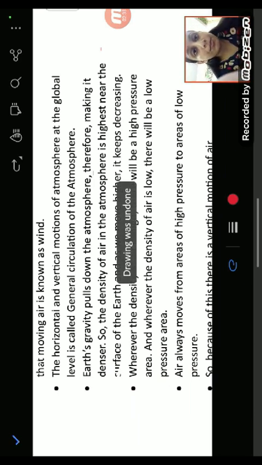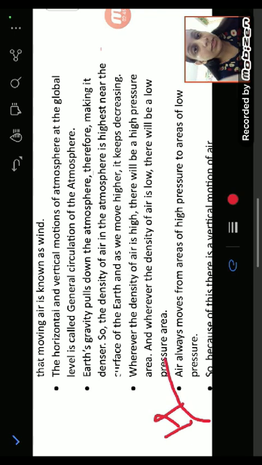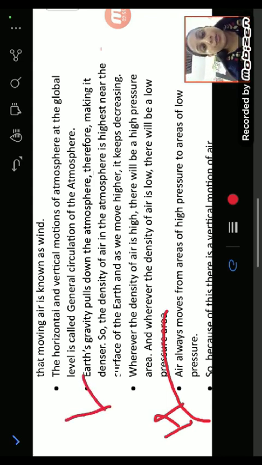So whenever the density of air or molecules of gases is high, the air pressure, means the pressure that is exerted by the atmosphere, is also high. That means near the surface of the earth where density of atmosphere is high, the atmospheric pressure will also be high, and away from the surface of the earth where the density of air is low, air pressure will also be low.